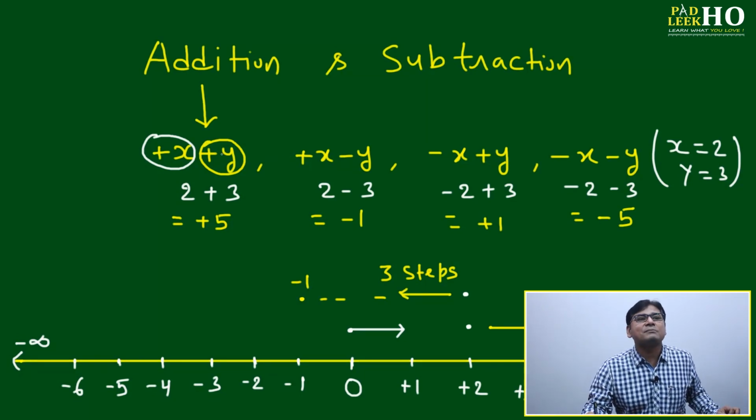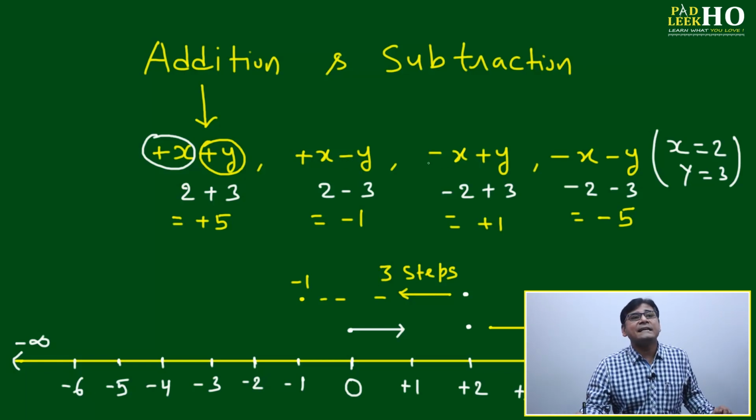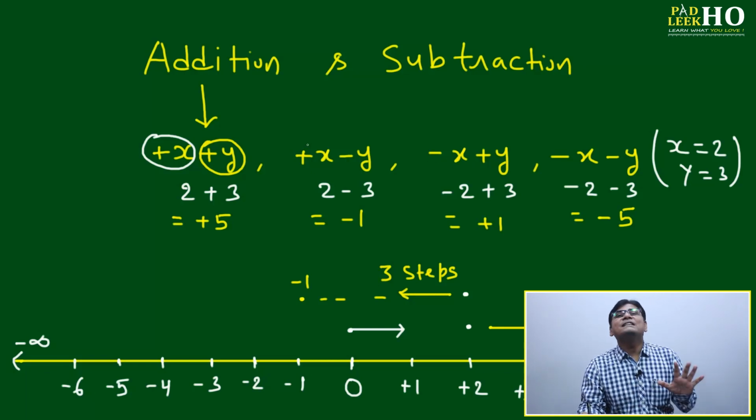Like plus x and plus y, if both have a plus sign, then it will be addition. If x is plus and y is minus, then it will become subtraction. And if x is minus and y is plus, then again it is subtraction. And if both are negative, it means four possibilities are there.